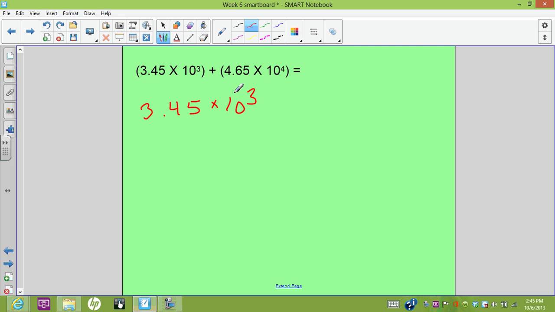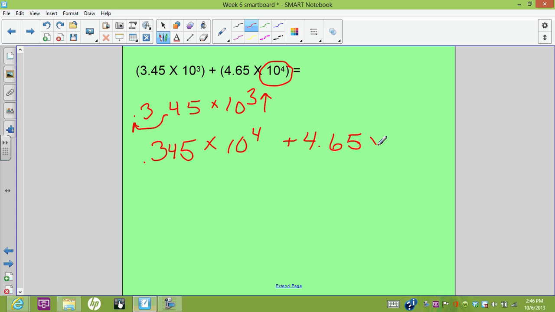And I need to make this a number that has a power of 10 that's 10 to the 4th. So I need my exponent to go up 1. In order for that exponent to go up 1, I have to move this decimal place to the left 1. So it's going to be 0.345 times 10 to the 4th. And then I'm going to be adding that to 4.65 times 10 to the 4th.